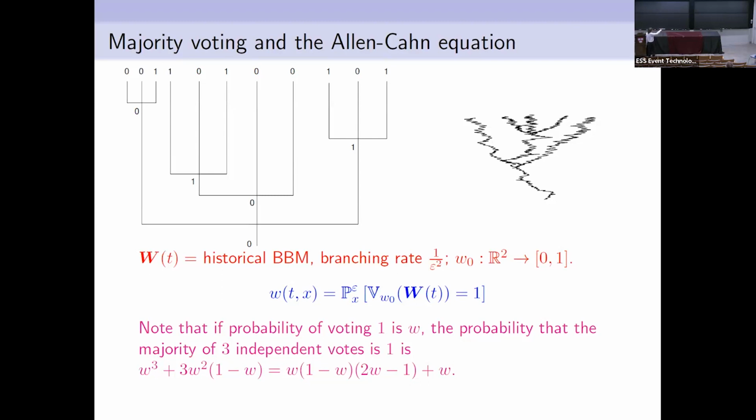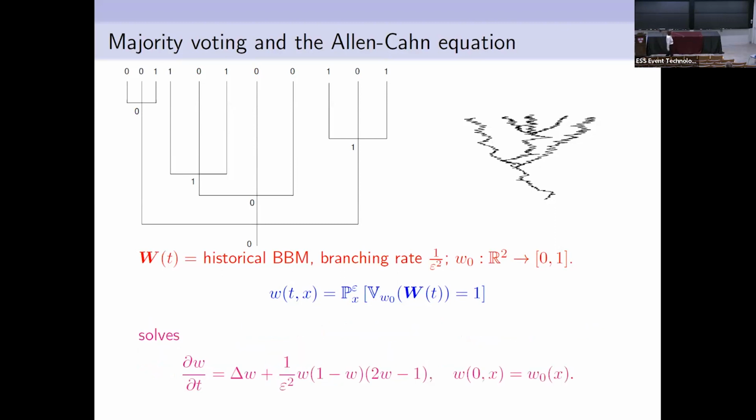Now, I'm branching at rate 1/ε^2, and so the rate at which I see that change is going to have a 1/ε^2 sitting in front of it. And the branches are all following Brownian motions, and that's going to give me a Laplacian. So that's where the Laplacian comes from. And it turns out then that the solution, the probability the root vote is 1, is the solution to the equation in which we were interested.